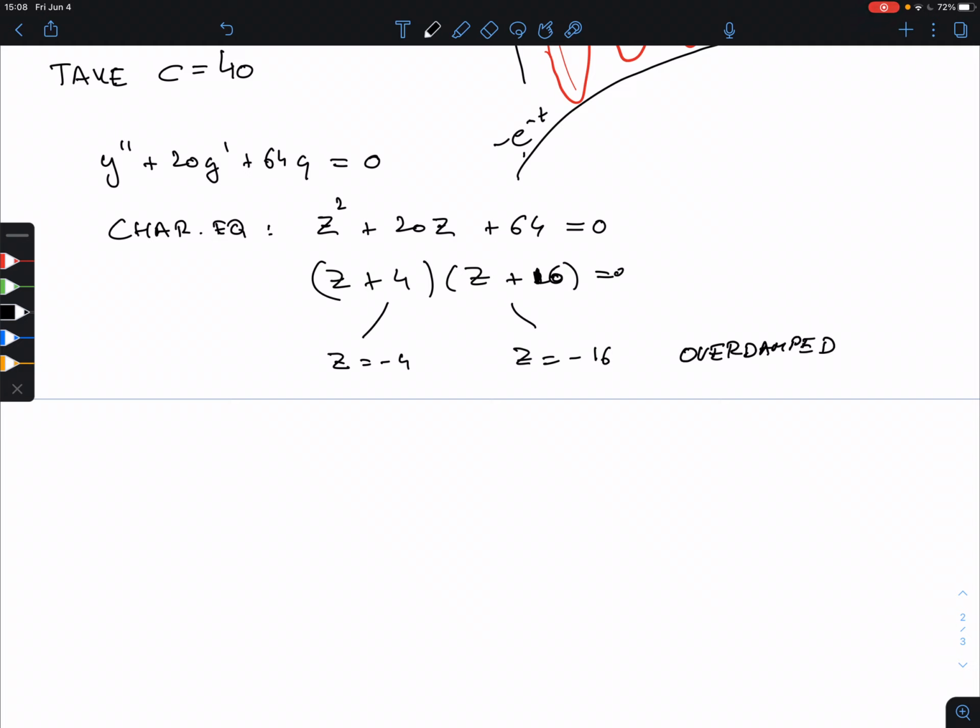Because the discriminant is positive. Why do you know that, Professor? You didn't calculate the discriminant. Well, the roots are real. The discriminant tells you whether your roots are real or complex, right? Or there is a single root. That's what the discriminant does.